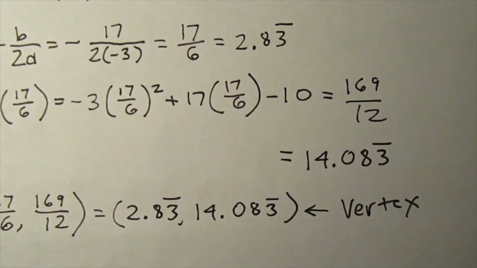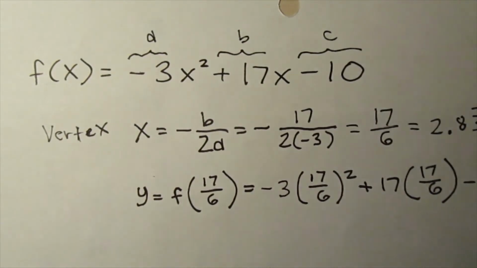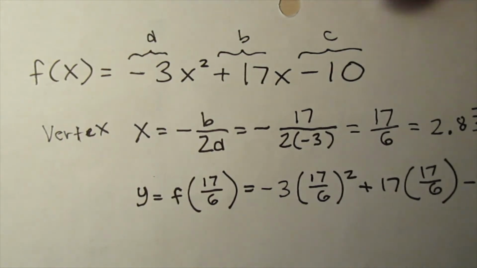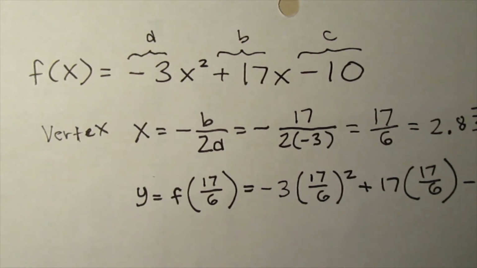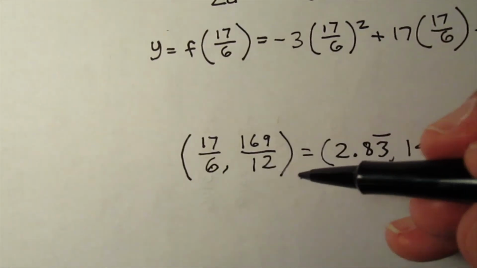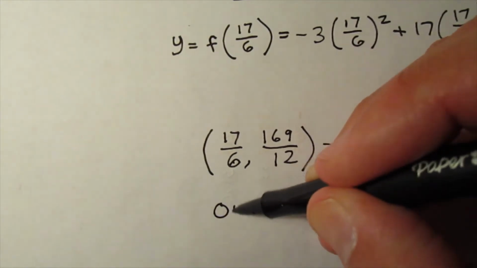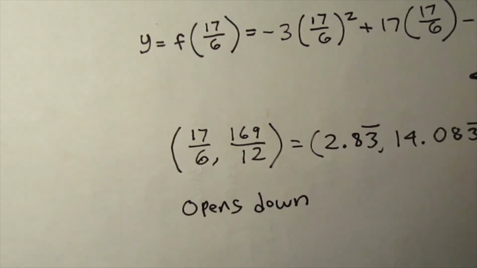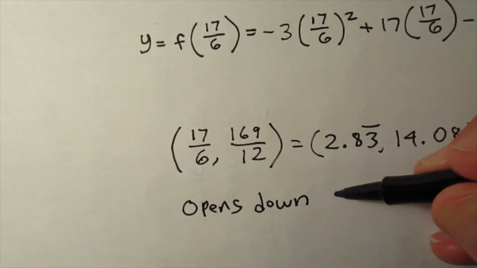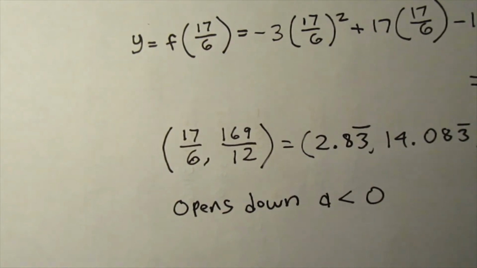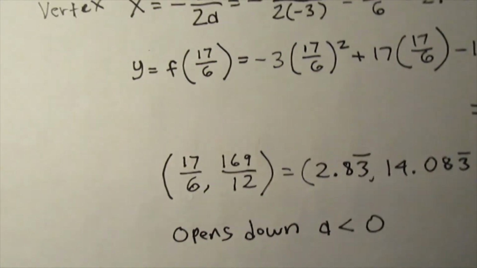Okay, now does this parabola open up or down? The lead coefficient is negative, meaning that it opens down, doesn't it? So I'll say it opens down. And the reason for that is because the lead coefficient, or I could just say a, is less than 0. So it opens down. Okay, what is the x-intercept for this parabola?